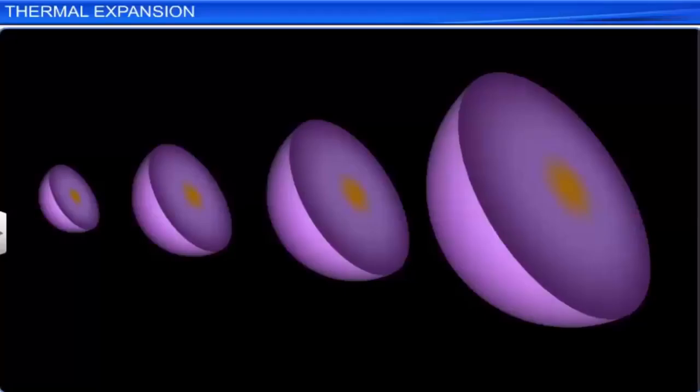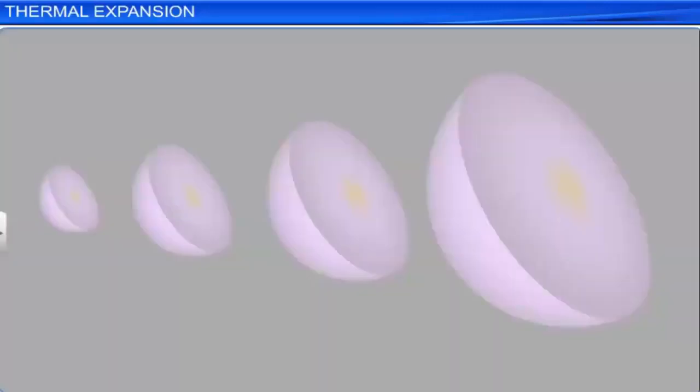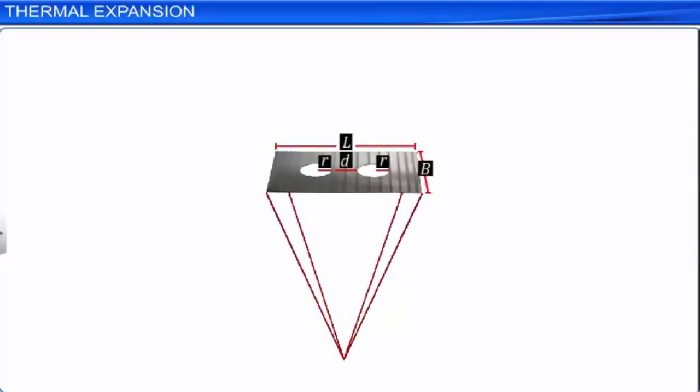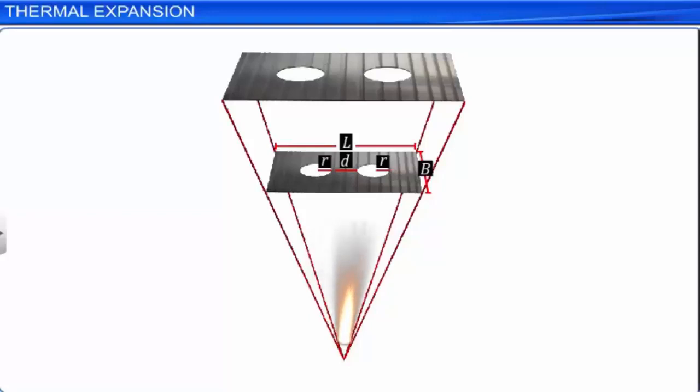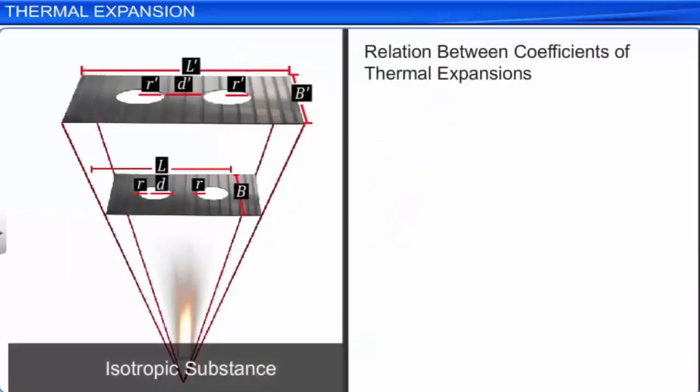For many solids, expansion is analogous to photographic enlargement. For example, if a metallic sheet with identical holes, as shown, is heated, then the expansion is proportionate in all directions. The length and breadth of the sheet, radii of all the holes, and the distance between two holes all increase proportionately. Substances that expand at the same rate in all directions are called isotropic substances. For a perfect isotropic material, the coefficients of thermal expansion are related as alpha V equals 3 alpha L and alpha A equals 2 alpha L.